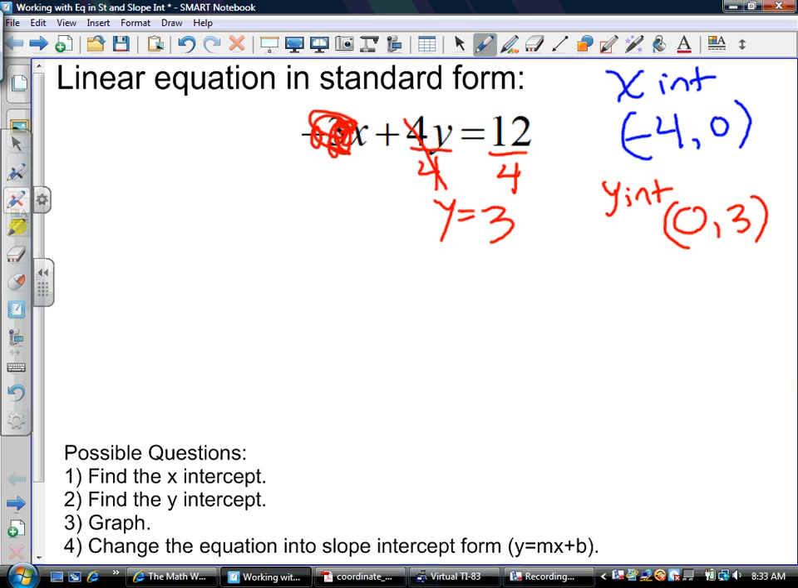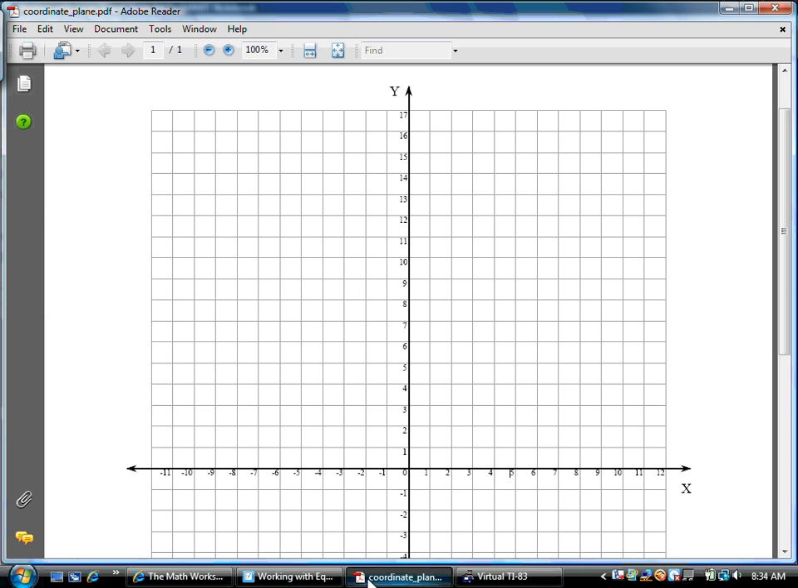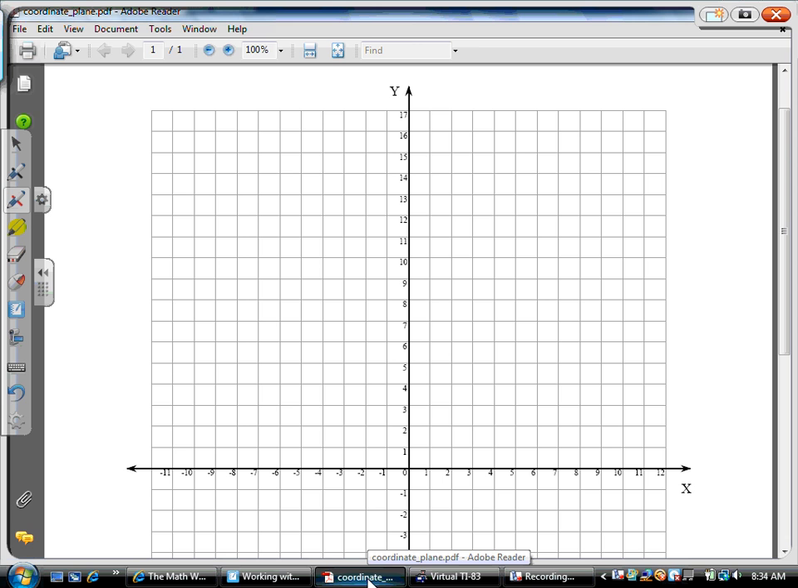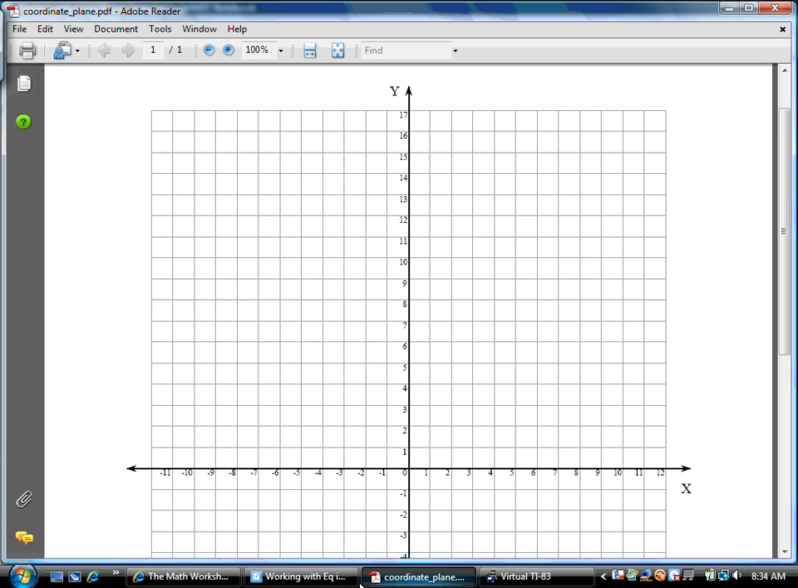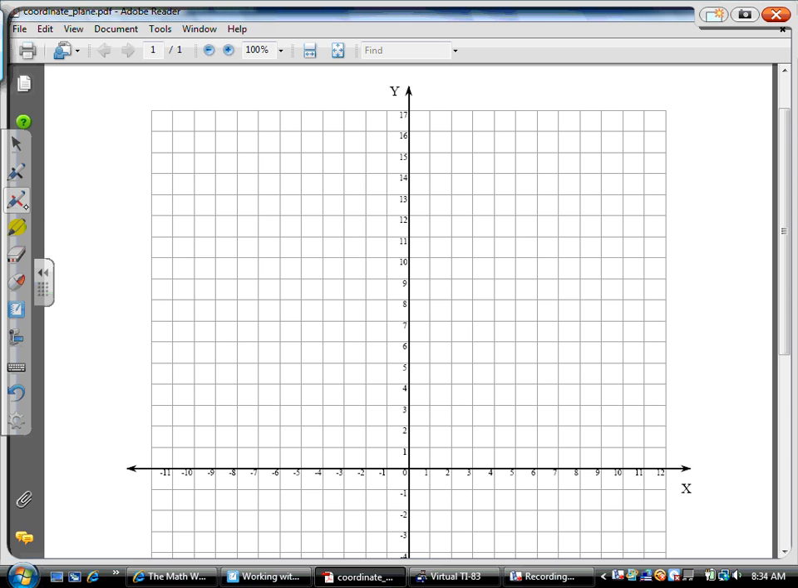Alright. The whole reason we would want to find the intercepts is so that it makes it very easy to graph. If we have 2 points, we can graph a straight line, no problem. So I'm going to go down here to my coordinate plane, and the 2 points we were working with were negative 4, 0, and 0, 3. So I'm just going to write them real quick.